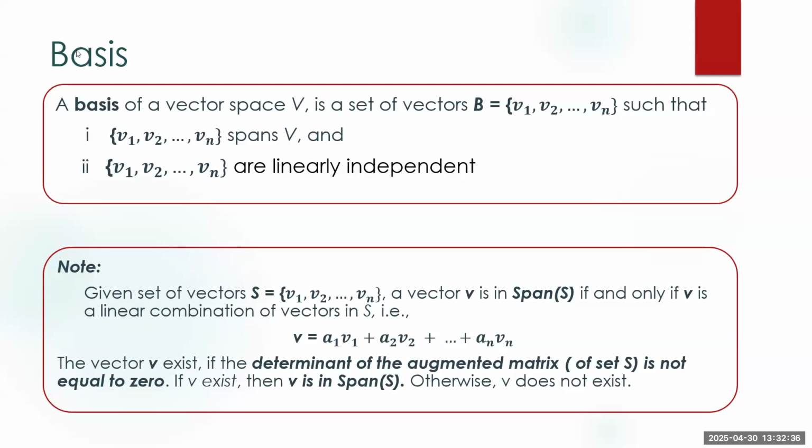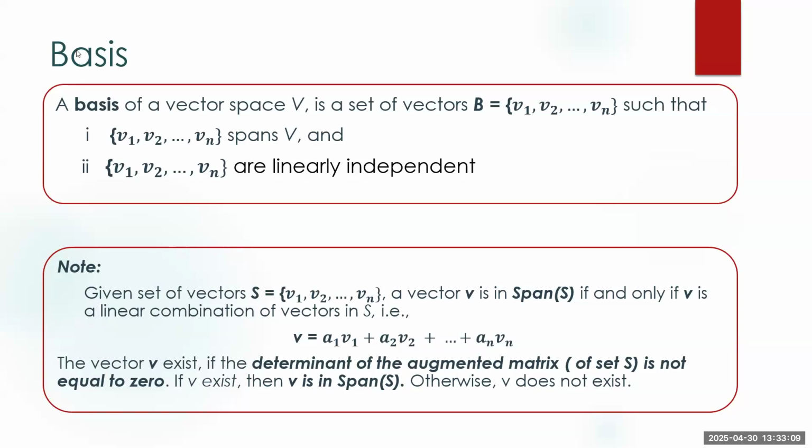Last meeting, we talked about vector space, subspace, spanning sets, and linear independence. Today, we are going to discuss the basis. The definition of the basis is that a basis of a vector space V is a set of vectors V equal to the set of vectors V1 to Vn, such that that set of vectors spans V, and also that set of vectors are linearly independent.